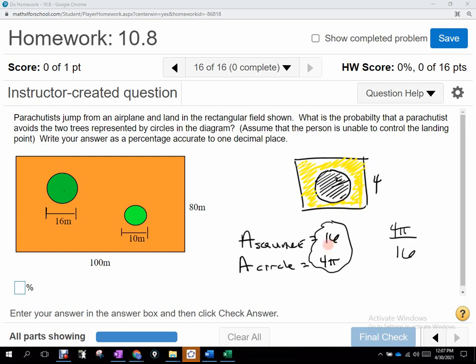Is that okay with everybody? So then if I take 16 minus 4 pi and divide by everywhere that I could hit, which would be everything that is pink there, which would be 16. Is that okay with everybody? Okay. There is an easier way to do it, knowing the 4 pi over 16 probability, though.